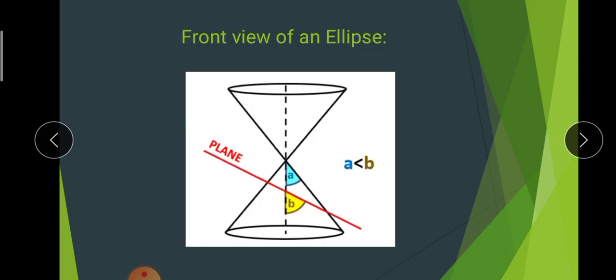Kung i-analyze natin ang ellipse, may dalawang key points na dapat tayong tandaan. Number 1, kung mapapansin nyo, ang ellipse ay hindi parallel or perpendicular sa any parts of a cone. And number 2, ang vertex angle of the cone is less than the vertex angle of ellipse.